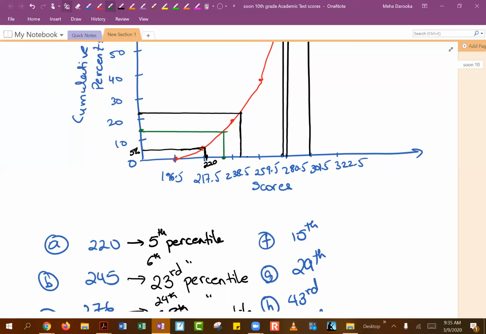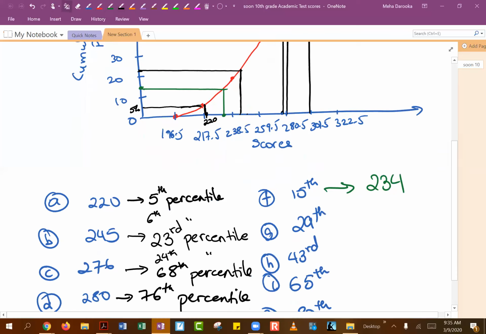So halfway between that would be 228. So between 228 and 238, what would you assume that value to be? 230-ish? Okay. So your textbook says that should be 234. Okay. All right, guys. I really want to move forward.